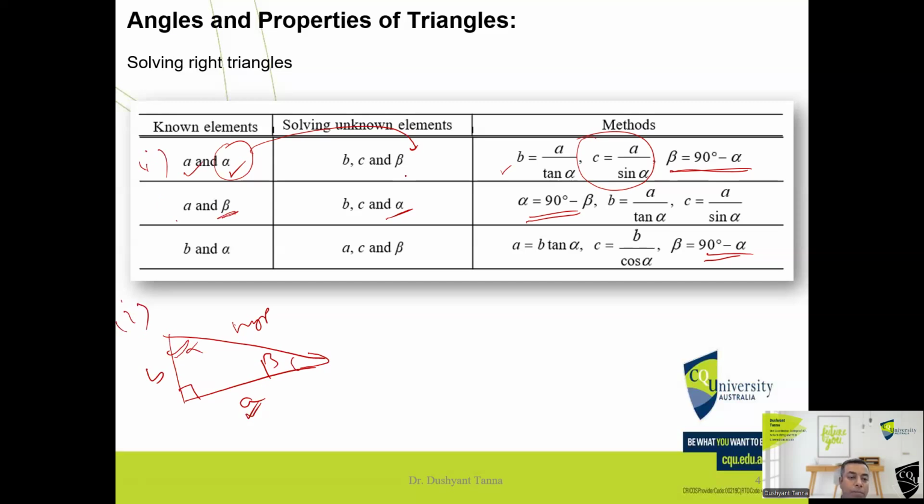What do we do? Beta can be found, as I said. We want to find the third side. What is the value of tan alpha? Tan alpha is A over B. And therefore B is equal to A over tan alpha. You know A, you know alpha, plug it in here, you will get B. Once you know your A and your B, the hypotenuse is C squared equals A squared plus B squared. So you know the third side as well. Does it make sense? 100%?